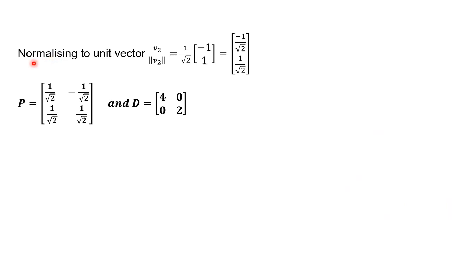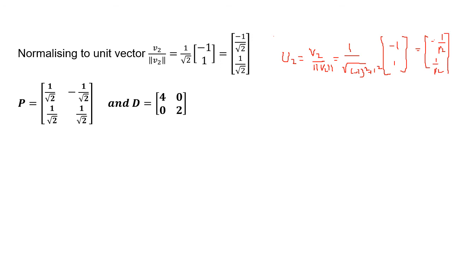The next step is to normalize the vector v2. That can be done using the formula u2 equal to v2 divided by its length. Here it is 1 over root of (minus 1) whole square plus 1 square, multiplied by (minus 1, 1). That will give you (minus 1 by root 2, 1 by root 2).